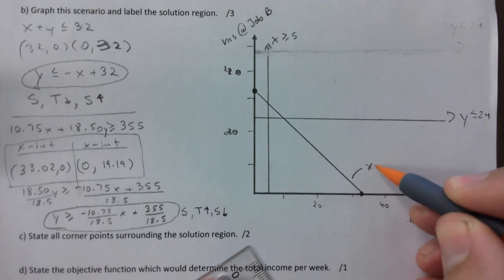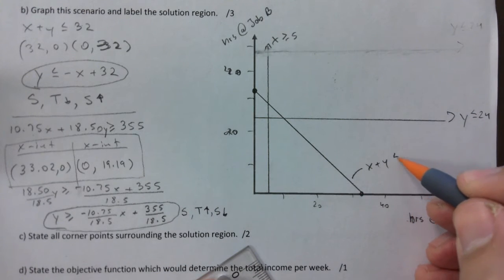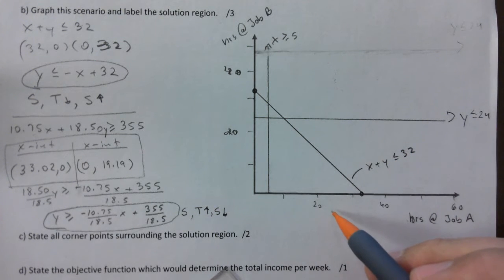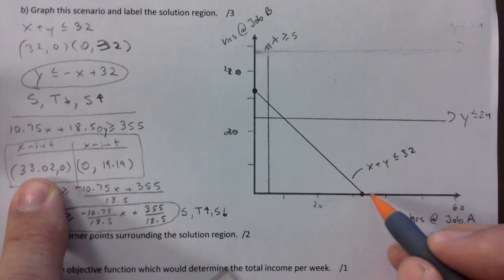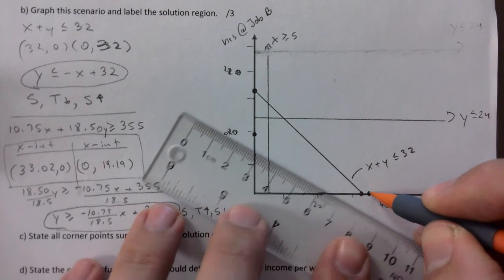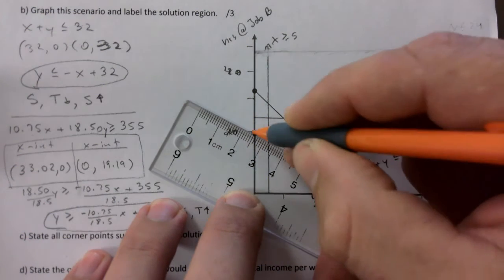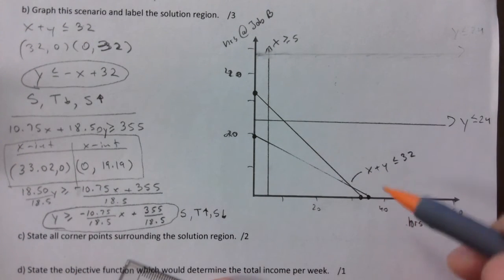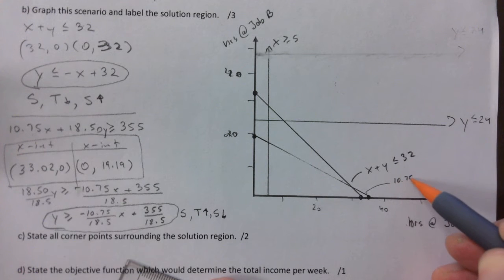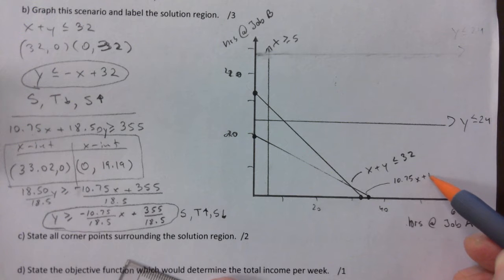And this is x plus y is less than or equal to 32. And then this other one here, 33, which is just beside it, 0, 9, or 19 is right about there. So we just connect that way. And then this line is 10.75x plus 1850y, and that is greater than or equal to 355.